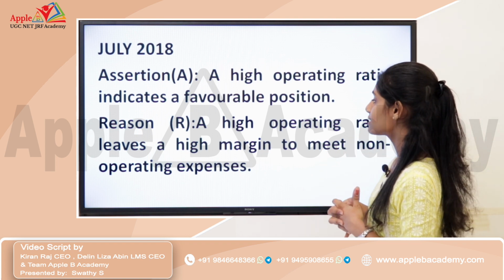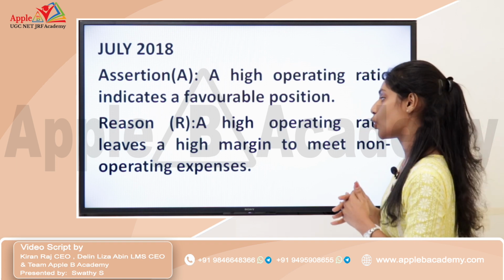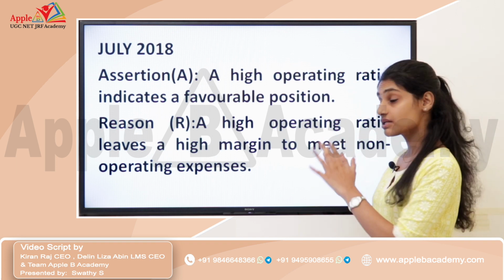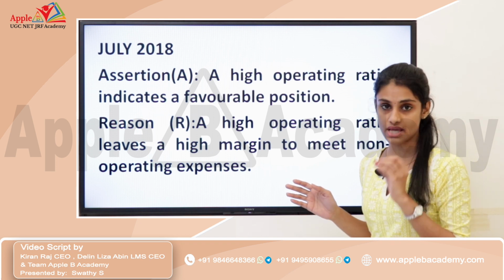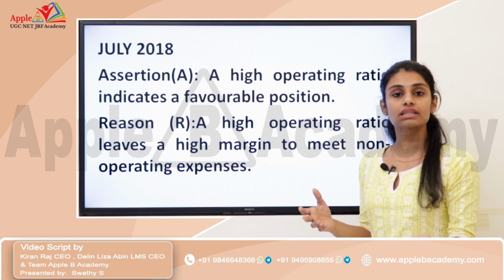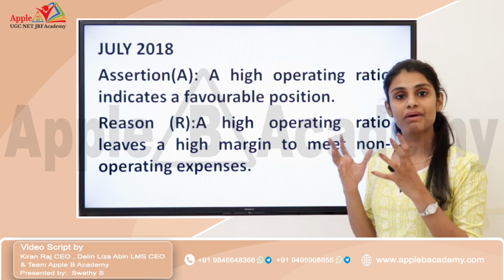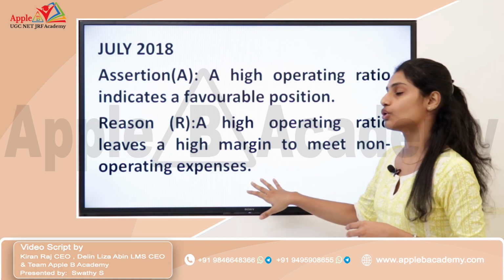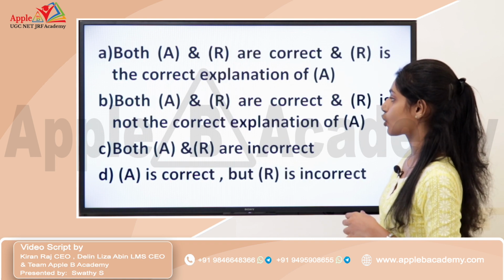And what about the reason? A high operating ratio leaves a high margin to meet non-operating expense. If your operating ratio is high, that means you are not able to meet your non-operating expenses, because you have to use your whole revenue for paying the operating expenses. So there is no remaining amount to meet the non-operating expenses. So both these statements are actually wrong.